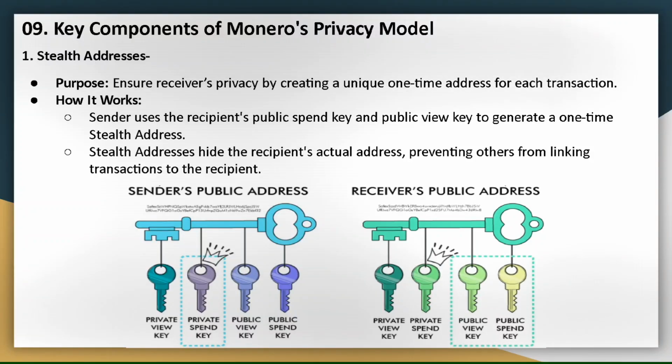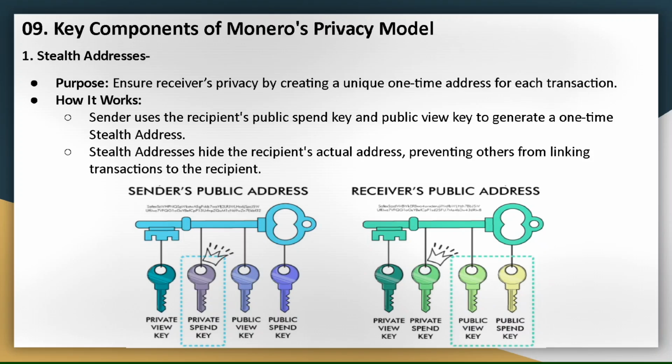So what is different in stealth address, which makes the receiver anonymous? What extra do we have in Monero's privacy model? The key components: first of all, our purpose is clear. We have to ensure the receiver's privacy by creating a one-time address for each transaction. So how does it work? In Monero's privacy model, two additional keys are introduced at each end, the sender's and the receiver's end.